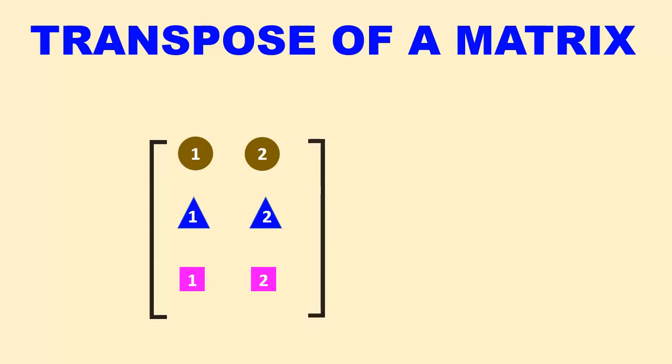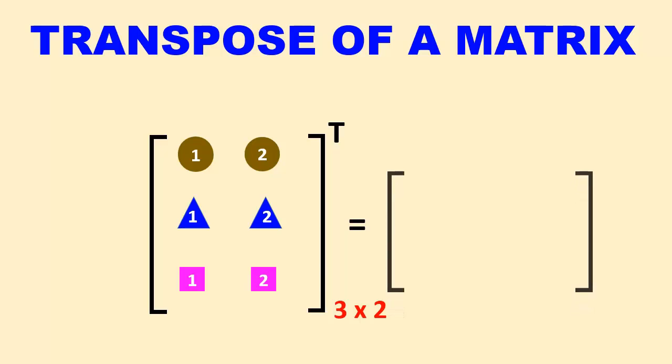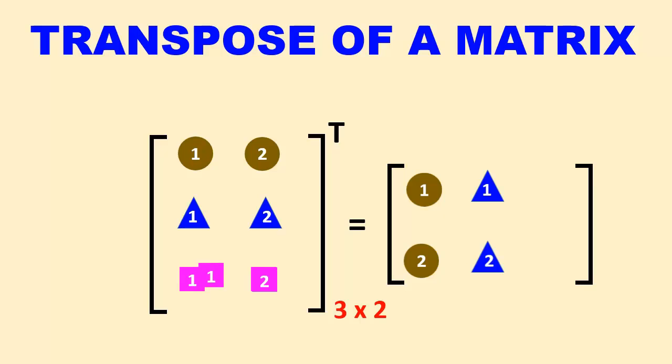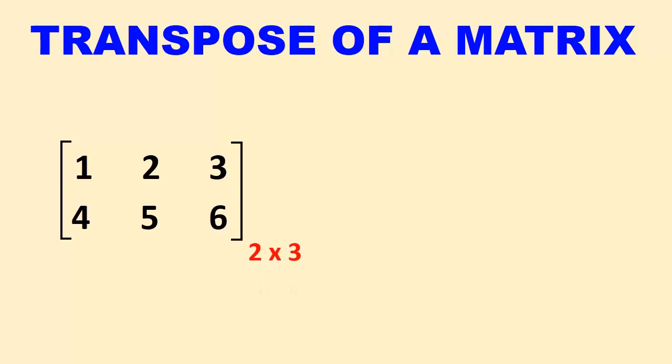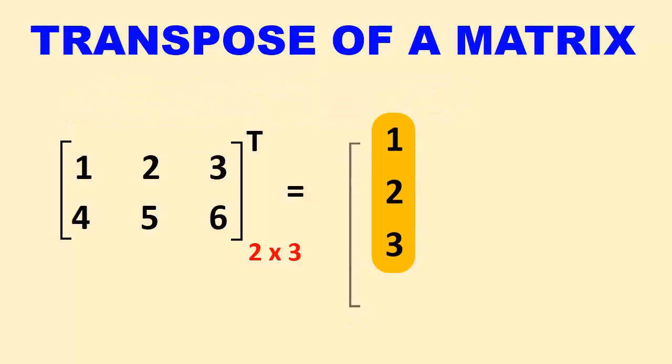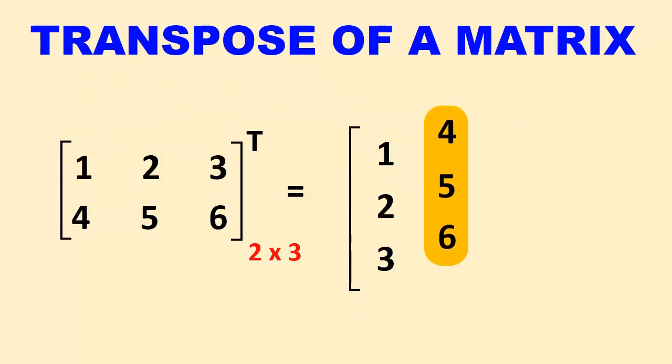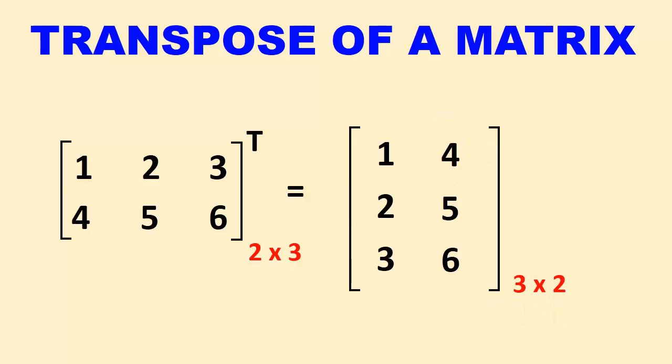Now, let us learn about the transpose of a matrix. Transpose of a matrix is got by interchanging the rows and columns and is denoted by A transpose. When we take the transpose of a matrix, rows become columns and vice versa. Also, the order will be reversed. The transpose of A transpose equals A.